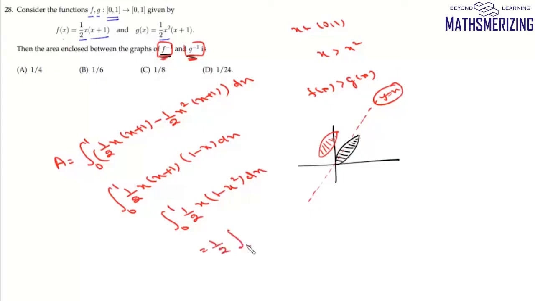So it'll be 1/2 times the integral from 0 to 1 of (x minus x^3) dx. So it'll be 1/2 times (1/2 minus 1/4). So it'll be simply 1/8. So the area between f inverse and g inverse will be the area between f and g, and that is 1/8, and that's your option number C.